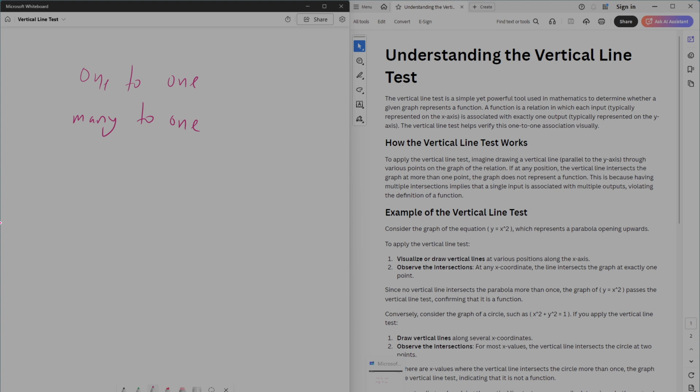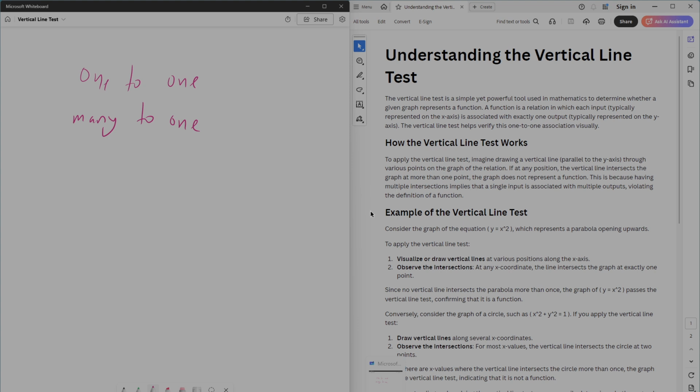So how does the vertical line test work? To apply the vertical line test, imagine drawing a vertical line parallel to the y-axis through the various points on the graph of the relation. If at any position the vertical line intersects the graph at more than one point, the graph does not represent a function. This is because having multiple intersections implies that a single input is associated with multiple outputs, violating the definition of a function.